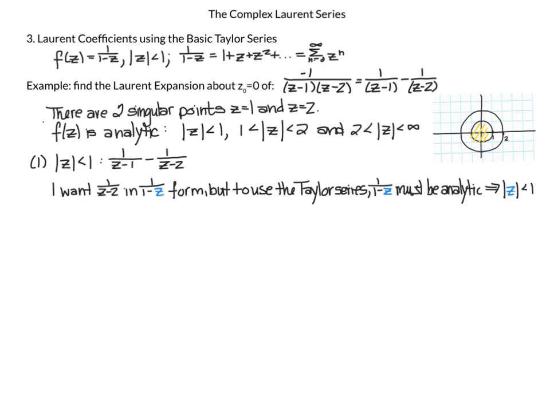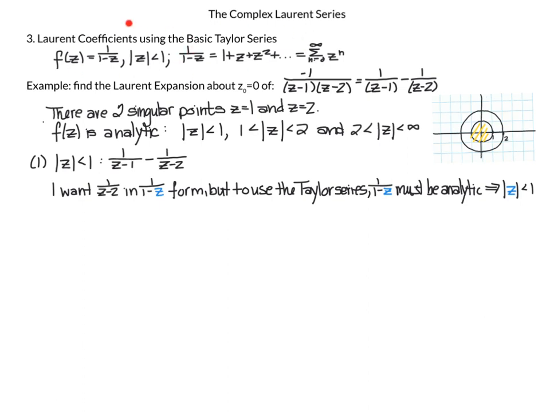And we want it in this 1 over 1 minus z form, so we can use the basic Taylor series. I made this z blue to distinguish it from this black z over here. We want it in this form, but we want to remember to use the Taylor series, this 1 over 1 minus z, the 1 minus this z, which might end up being a simple function of z, must be analytic. And so we need to keep this blue z, the absolute value, less than 1.